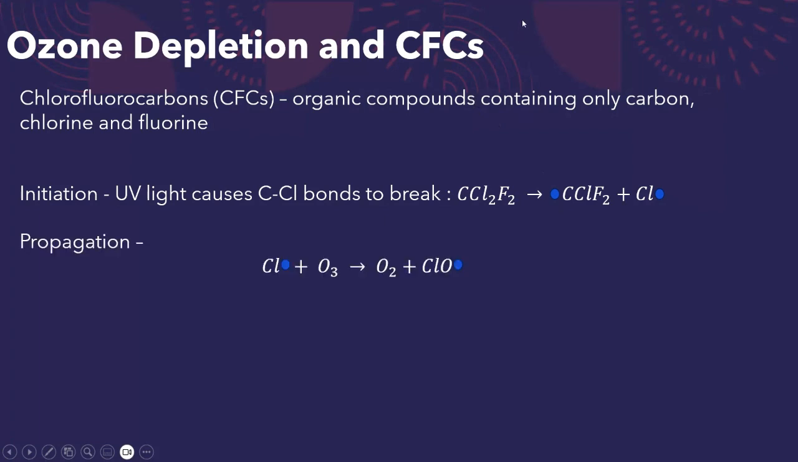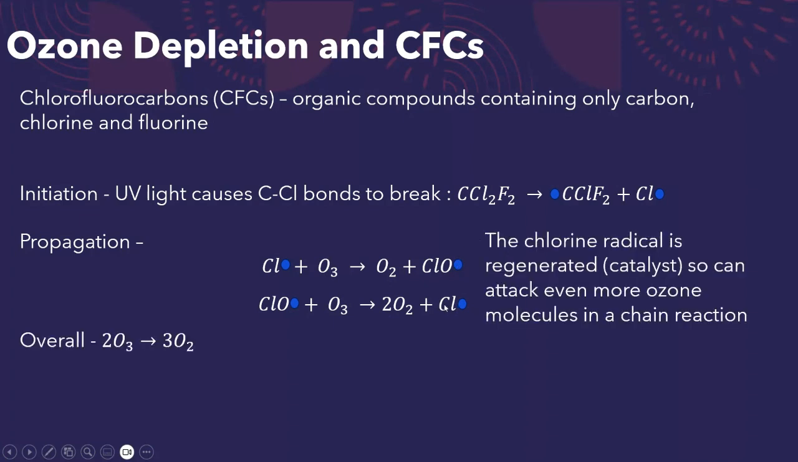And in our propagation, the chlorine radical reacts with ozone, and this forms O2 and the ClO radical with the electron on the oxygen. And this radical then reacts with more ozone to form more oxygen and the chlorine radical. And then it's here that this chlorine radical is regenerated, which shows it acts as a catalyst. And this radical can go back here and attack even more ozone molecules. And this is a chain reaction.